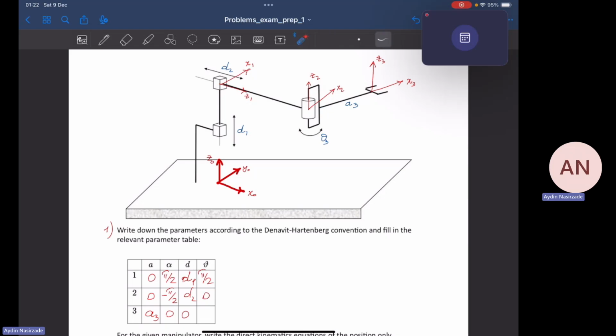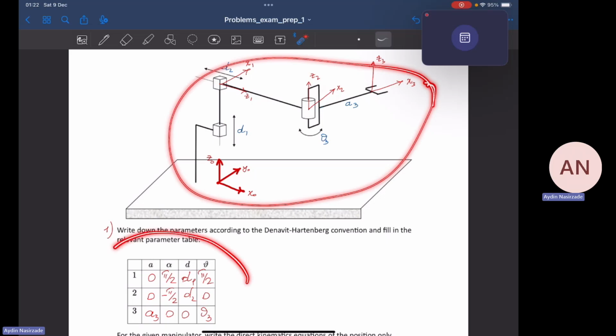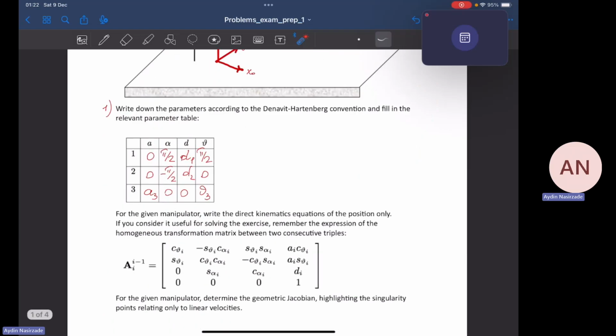Now, for the last one, we have to ask ourselves one question. We are finding theta 3, sorry. The question is, around z2, how much I have to rotate x2 so that it can align with x3? This is obvious, and the answer is theta 3, the joint variable theta 3. So this is all about my DH parameter table. We assigned the frames, and we have the DH parameter table. Now, let's move on to the next question.